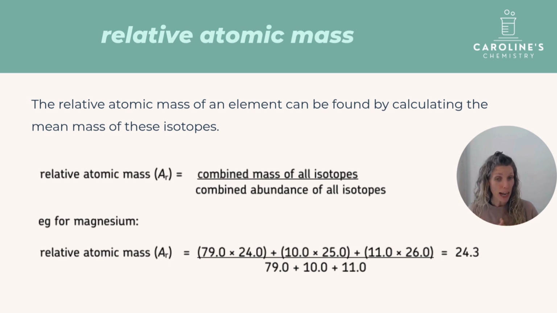We then divide that by the combined abundance. So that's 79, 10, and 11%. That is how much we have in total of all of the isotopes. And that gives us our overall answer. Usually it's to 1, maybe 2 decimal places. Make sure you read your question carefully in an exam so that you don't slip up there.